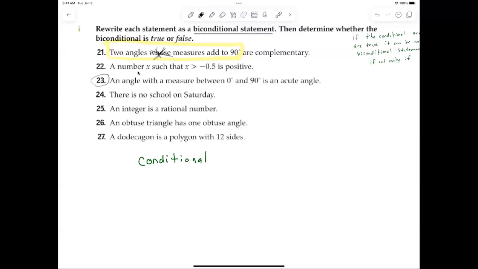And then the biconditional, wait, let me think about it. An angle with a measure between 0 and 90, if and only if it is an acute angle. That's not exactly right, but you're close. Say it again.